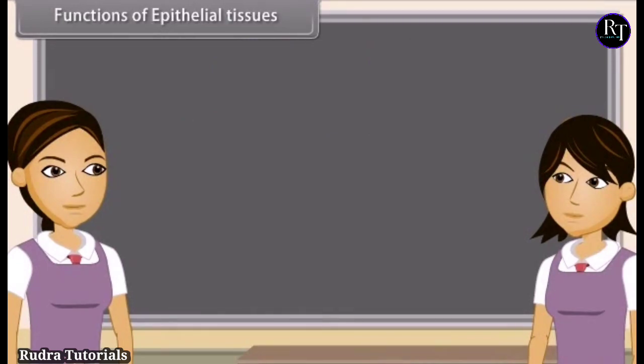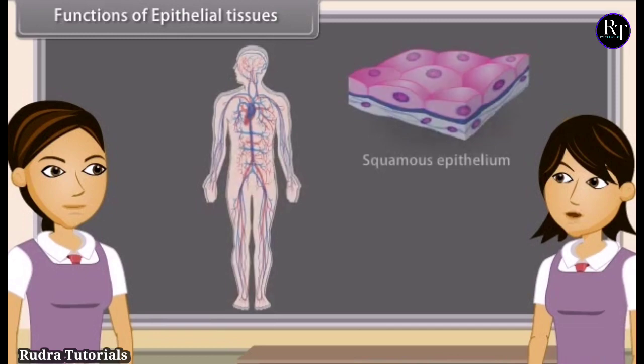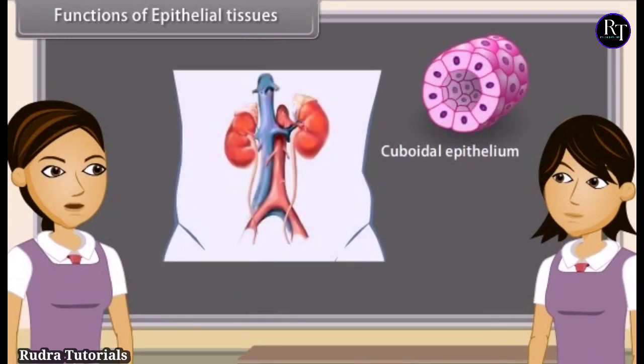Function of epithelial tissues. Squamous epithelium protects the underlying parts of the body from mechanical injury, entry of germs, chemicals, and also from drying. Cuboidal epithelium helps in absorption, excretion, and secretion. It also gives mechanical support.